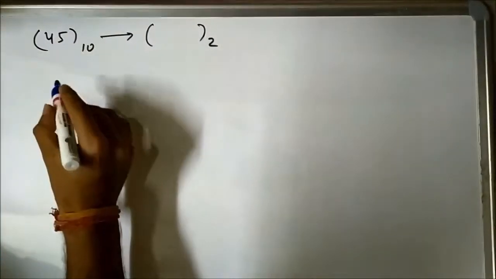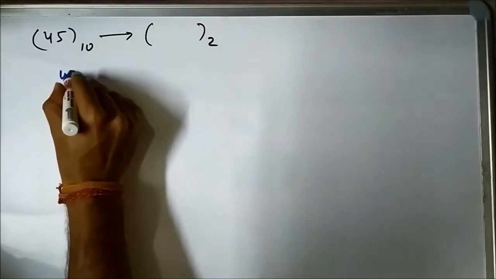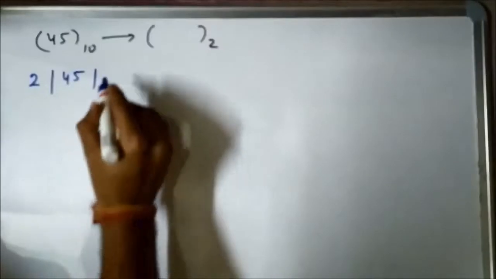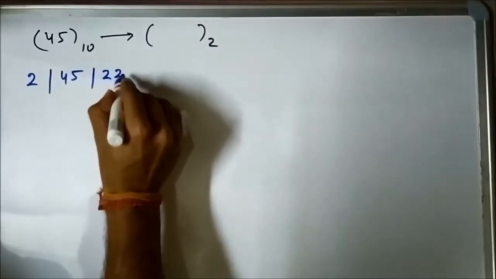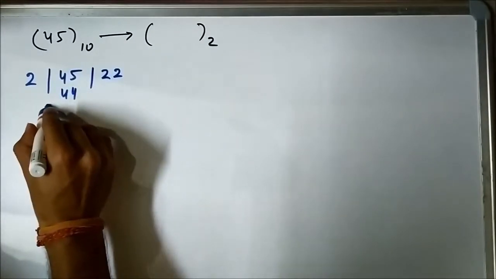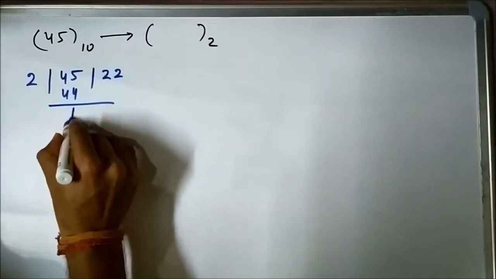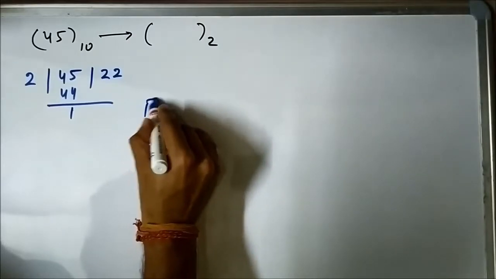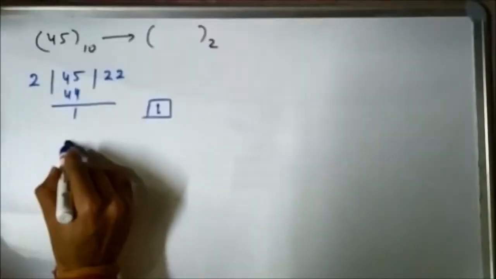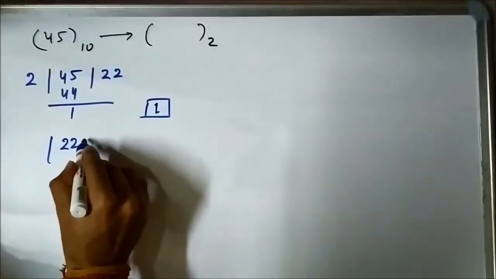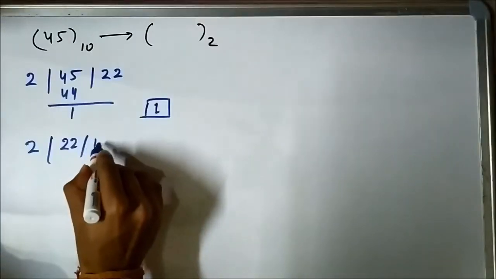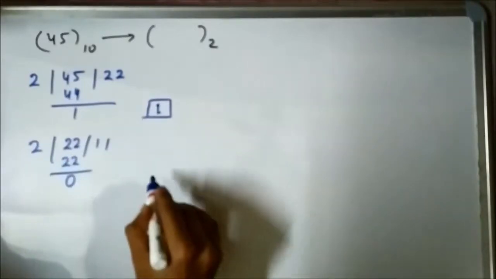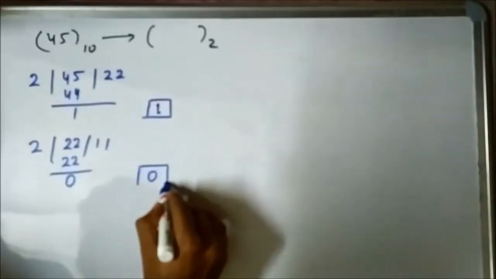So here first we divide the decimal number 45 by 2, the quotient will be 22, we will get the result as 44, and the remainder will be 1. Okay, the remainder is 1. Again this 22, it goes to 11, 2 times 11 is 22, so the remainder is 0.